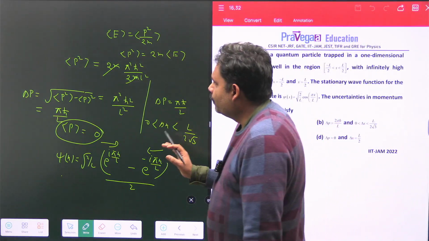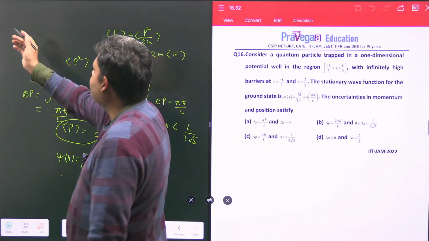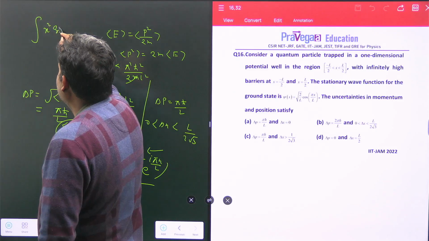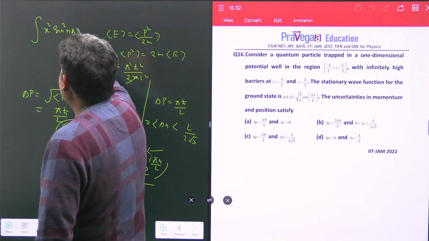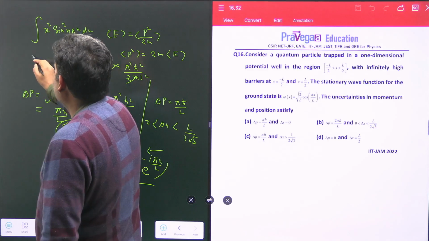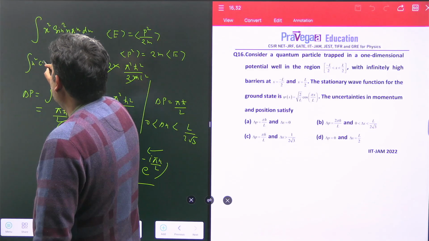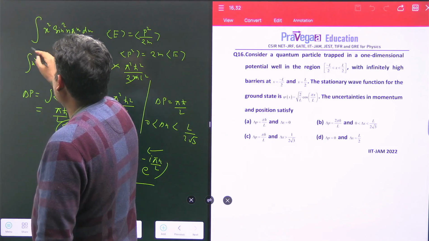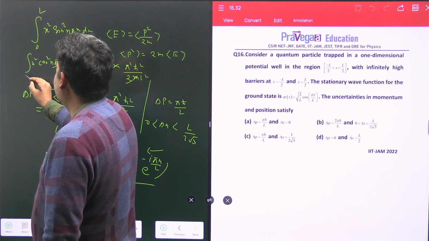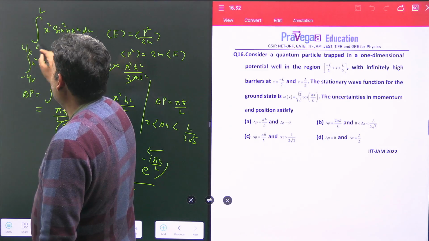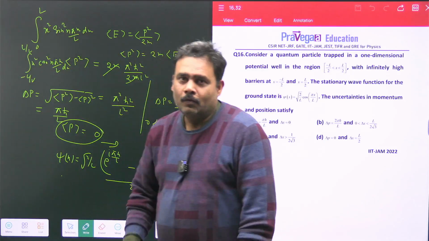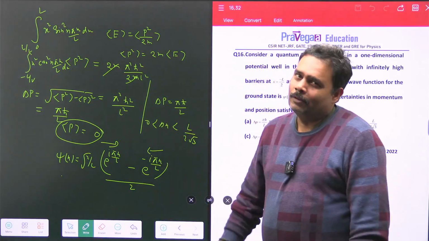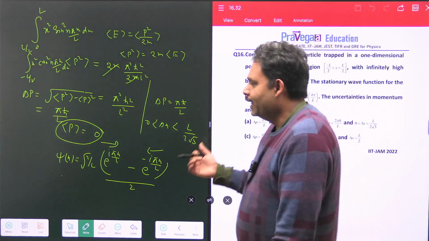In this type of problem, you have to practice this type of integral. And what is this integral? That is x square sine square n pi x upon L dx, or something like x square cos square n pi x upon L dx. You can go from 0 to L, or from minus L by 2 to plus L by 2. You have to practice this type of integral so that in the examination you can do it fast. Otherwise, this is a very conceptual, straightforward question, so you have to analyze it properly.